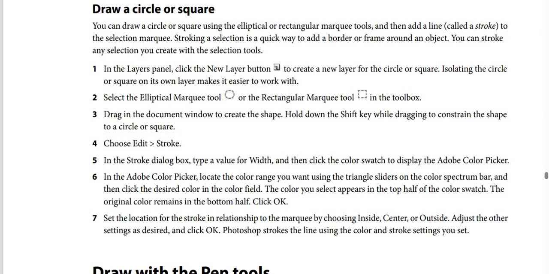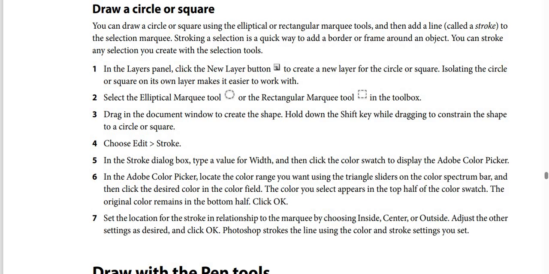Draw a circle or a square. You can draw a circle or a square, by the way, using the elliptical or rectangular marquee tools, and then add a line called a stroke to the selection marquee. Stroking a selection is a quick way to add a border or frame around an object, by the way. And you can stroke any selection you create with the selection tool.